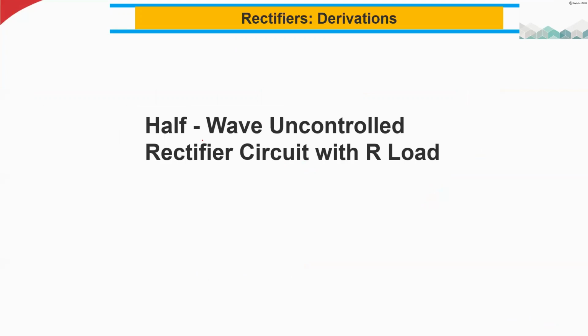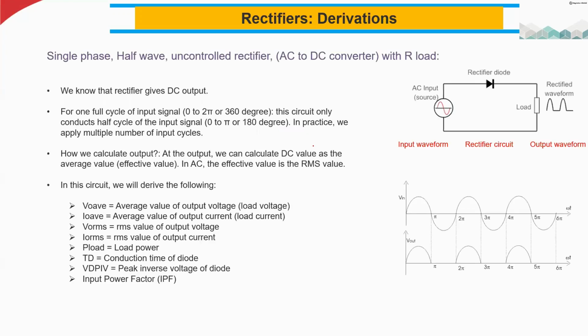Okay, the first one, we will see the derivations or equations for a half wave uncontrolled rectifier circuit with R load. Uncontrolled means I am going to use a diode, and it's going to be half wave. It means there will be only one diode and the load will be just a resistor. So this is the circuit. You can see here just one diode.